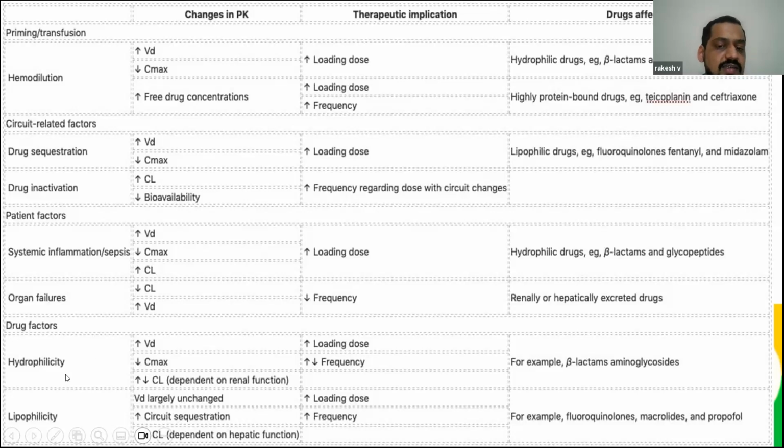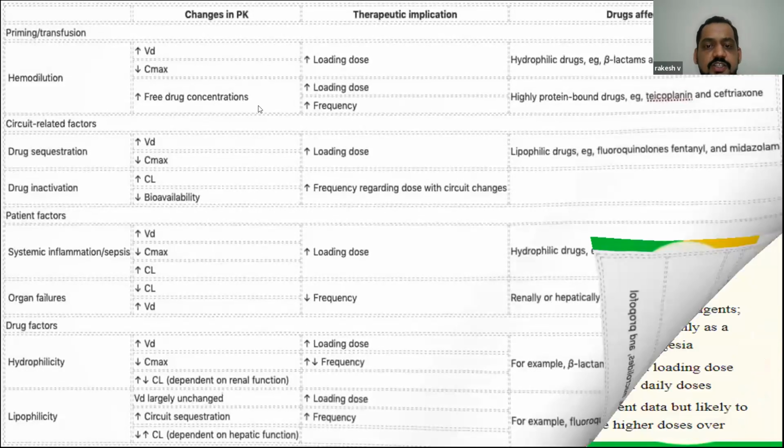Drug factors, as I said: for hydrophilic drugs, you need to increase the loading dose, but you should maintain the frequency. You don't need to increase the frequency of hydrophilic drugs like beta-lactams and aminoglycosides. But for lipophilic drugs, increase the loading dose and increase the frequency, especially fluoroquinolones, macrolides, and propofol. For all lipophilic drugs and all protein-bound drugs, you need to increase the loading dose and frequency. So these are the various factors, related to the patient, the circuit, and the drug, that are going to affect the concentration of your sedatives or analgesics, especially in ECMO.